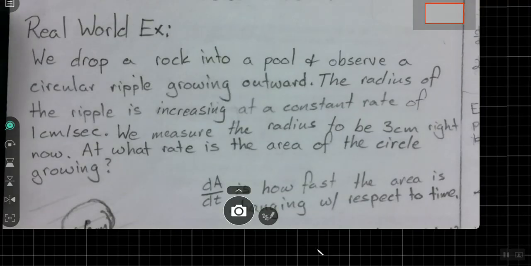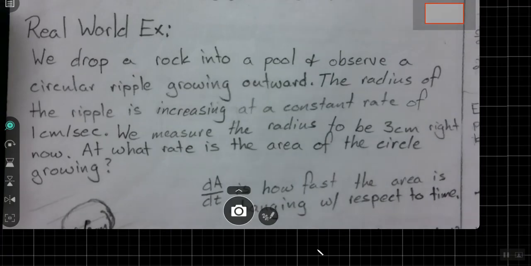So here's the next problem that we're going to work. You don't really need to know it's a rock dropped into a pool and that there's a ripple, but there is a ripple growing outward. Like waves push outward in a circle, and we saw that short video. It tells us how fast the radius is increasing, and we're told that we measure the radius to be some distance at this point in time. I'll give you guys a second. I'm going to cover that stuff.